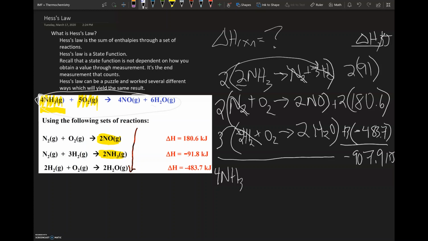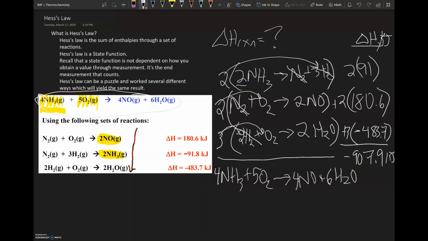Now, if we pay attention to the oxygens, we have 2 oxygens here, and then you have 3 oxygens here. So 2 plus 3 gives me 5 oxygens. There are no oxygens on the product side, so they're not going to cancel out. And we're going to yield 4 NO plus 6 H2O.